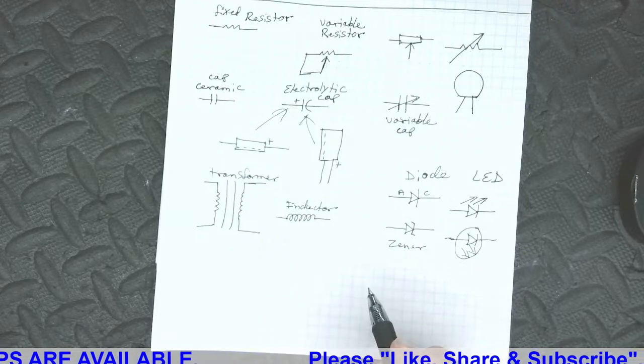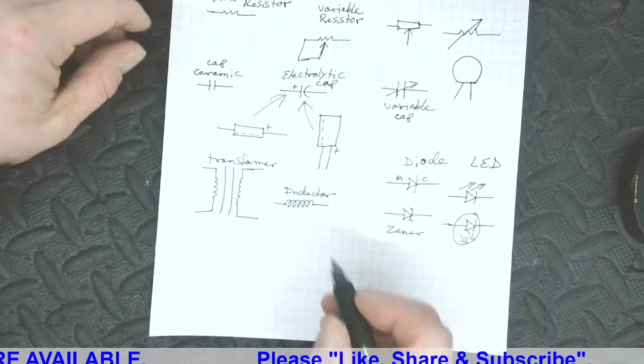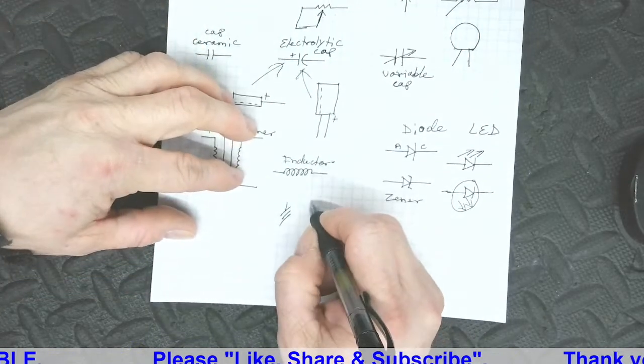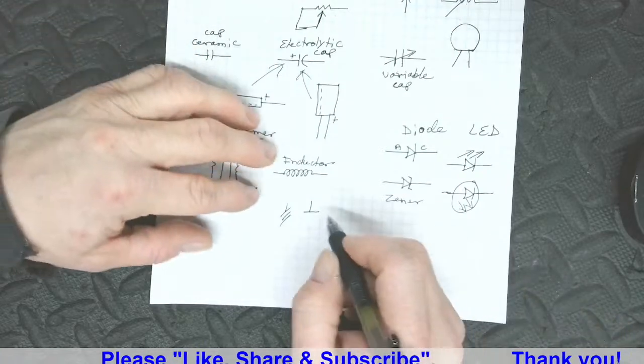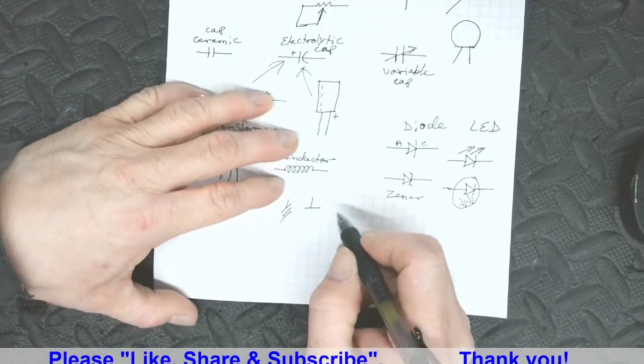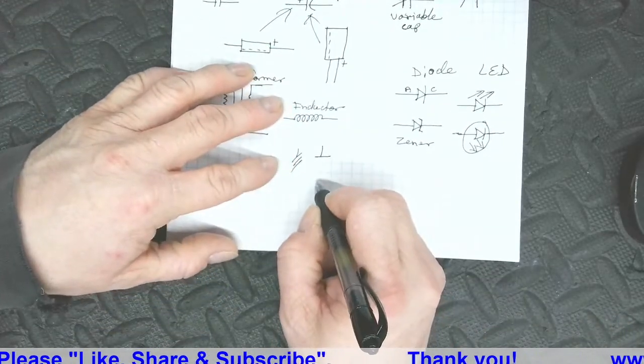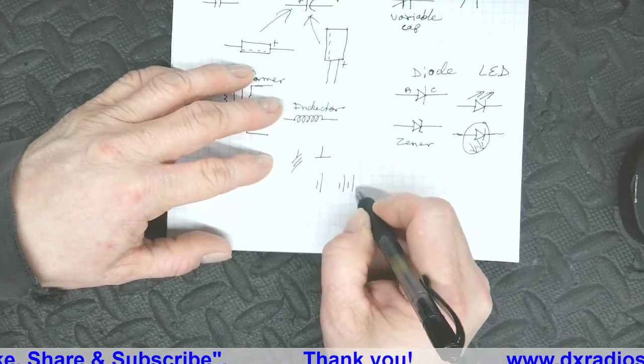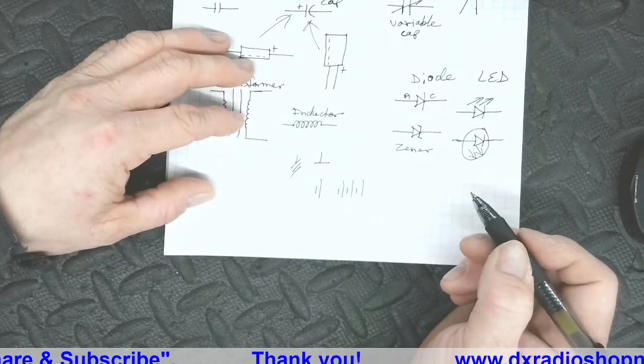Oh, you know what? You're going to see voltage somewhere too, so we got to show you voltage. So here's your ground symbol. You might see this. You may see a battery symbol such as that, or you might see a series of them. Okay.